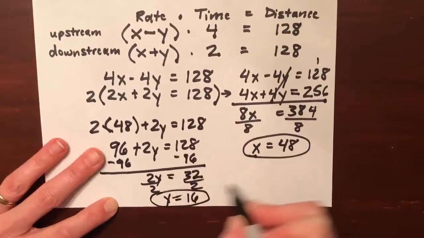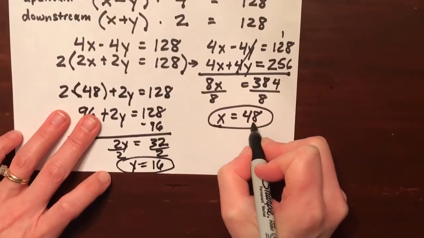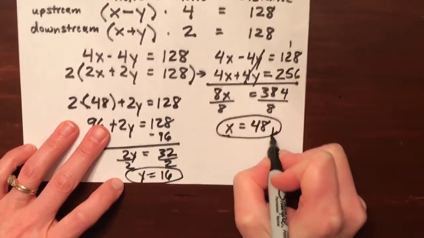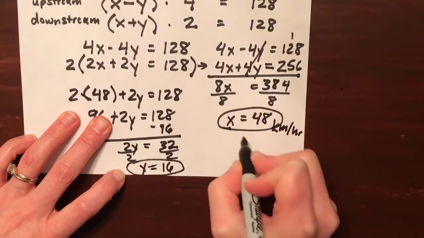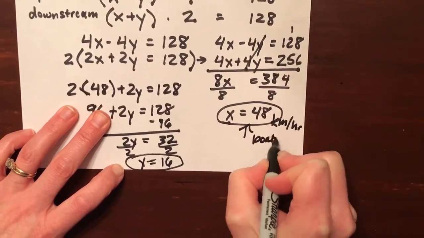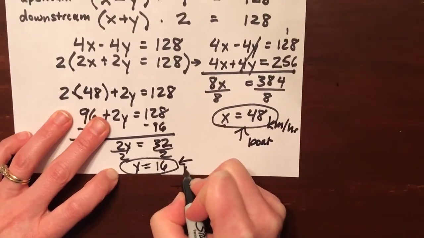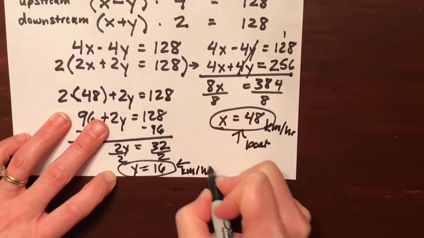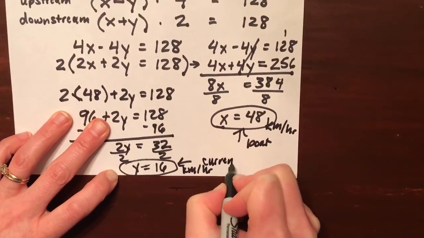So here's what that means. That means that the rate of the boat in still water is 48 kilometers per hour. So that's the boat. And then the 16 kilometers per hour is the rate of the current. And so that's my solution.